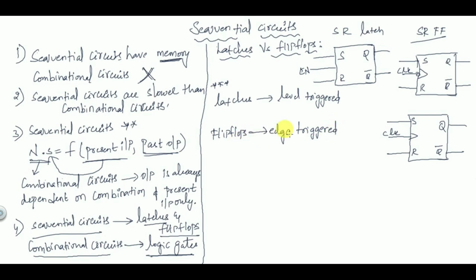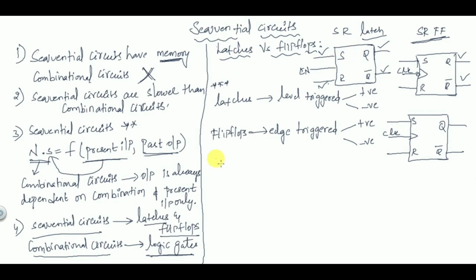Okay, so latches are level triggered circuits and flip-flops are edge triggered circuits. Level triggered can be positive level triggered or negative level triggered. Edge triggered can also be positive edge triggered or negative edge triggered. Latches and flip-flops have the same functionality. Functionality means that when you apply the same S and R inputs to both a latch and a flip-flop, you will get the same outputs for Q and Q bar.